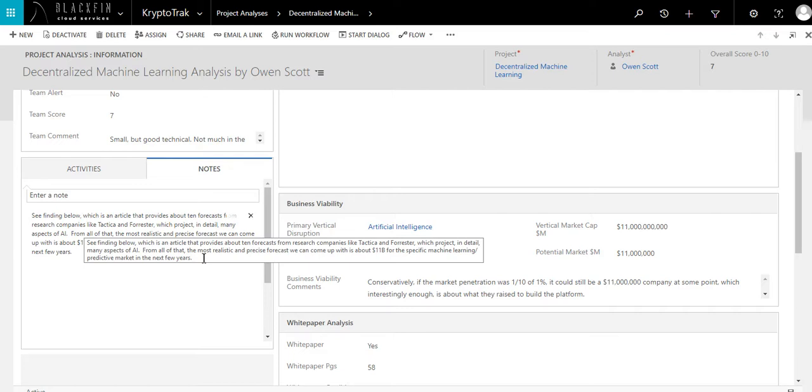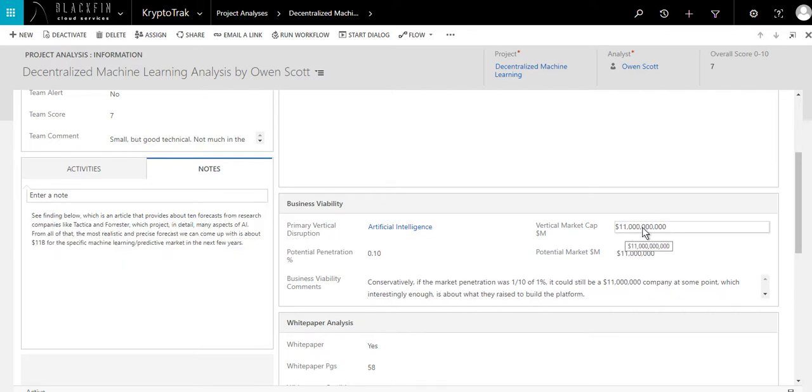And so what I'm looking at conservatively is about $11 billion as a market cap for the machine learning predictive market. Just the narrow thing that this is supposed to do for the next few years. So that way I could say, here's $11 billion for the vertical market cap, and here's the potential penetration.